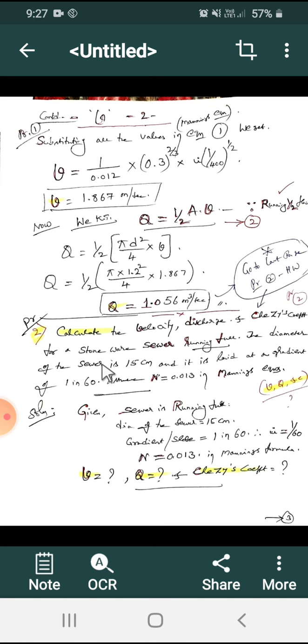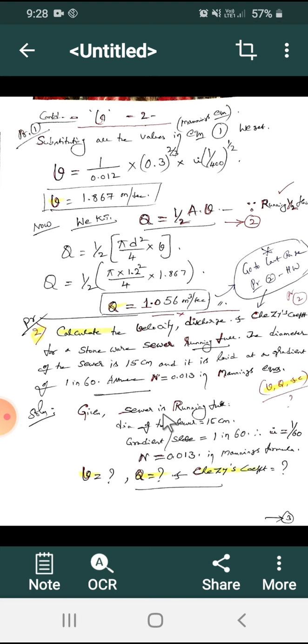See, the diameter of the sewer is 15 centimeter, and it is laid at a gradient of 1 in 60. Assume n is equal to this much in Manning's formula or Manning's equation. See, the problem is so beautifully given, clearly. This problem is very, very simple. Try to understand what they have given, what they are asking and all. Calculate the velocity and discharge, means V and Q, and Chezy's coefficient.